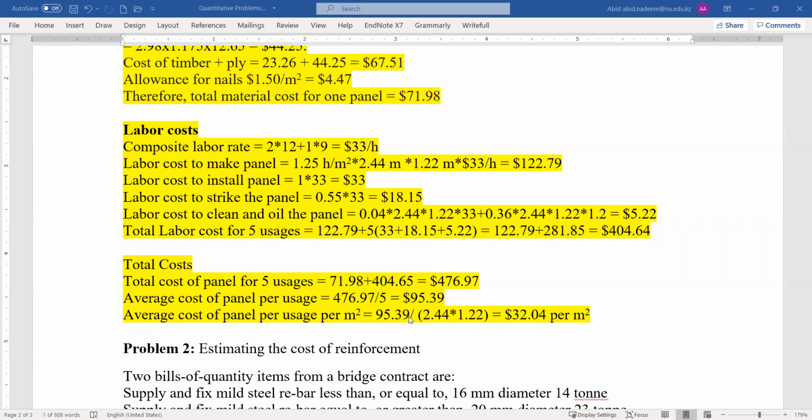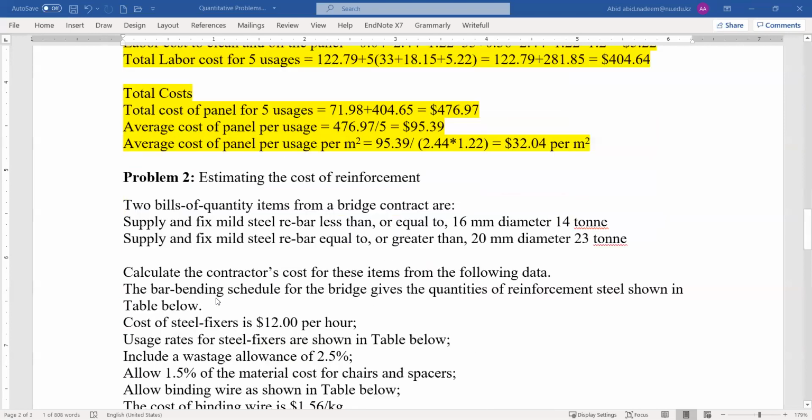Okay, so this was problem number 1. And then there is a problem number 2 as well.